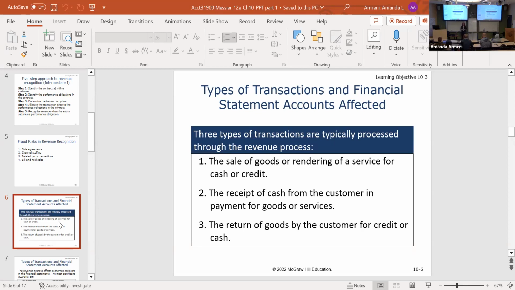And then what about number three? This is a funky one. So let's say those goods were sold on credit. That means we would have used accounts receivable. So it would have been debit accounts receivable, credit sales revenue, but then they give them back to us.